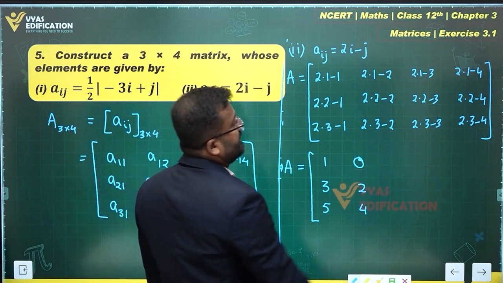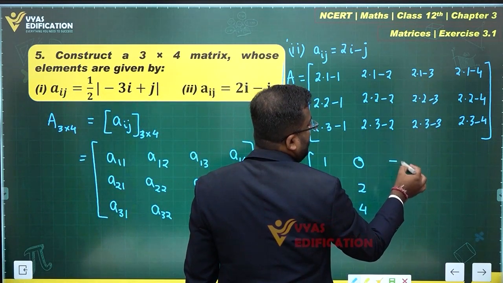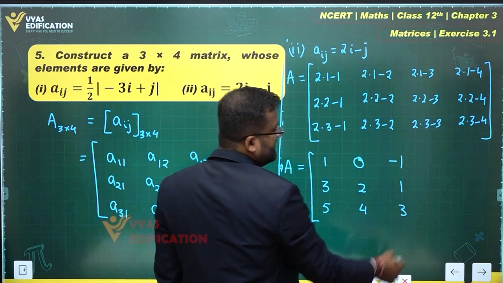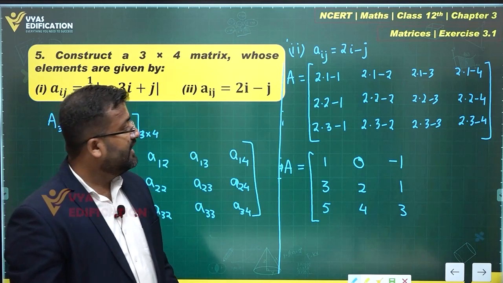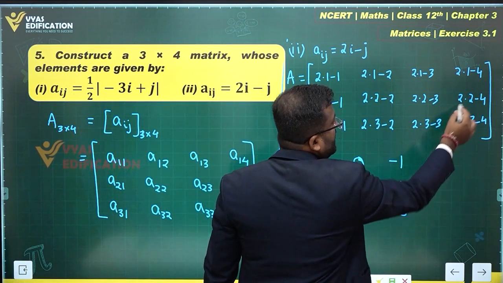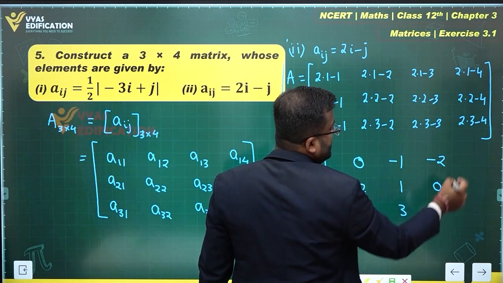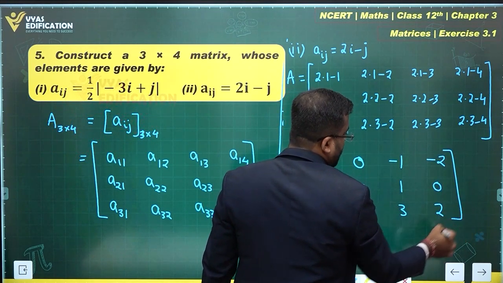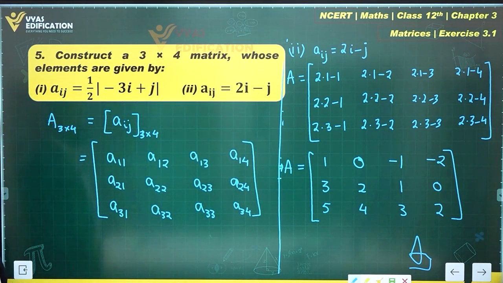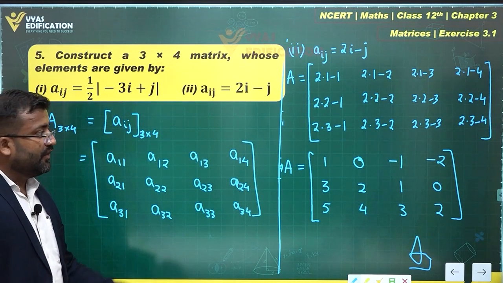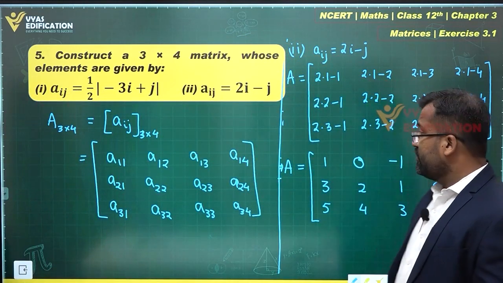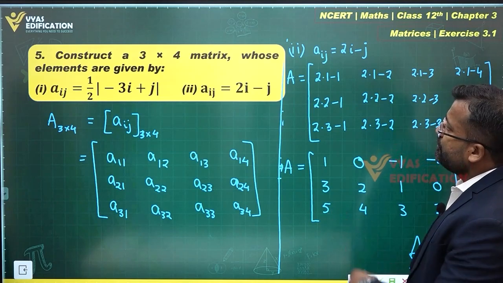What next? 2 times 1, this is 2 minus 3, which is minus 1. This is 4 minus 3, which is 1. 2 times 3, 6 minus 3, which is 3. This is what I am getting. What next? 2 times 1 is 2 minus 4 is minus 2. This is 4 minus 4, 0. This is 6 minus 4, which is 2. And yes, this is the required matrix. Let me move aside for a bit. And yes, this is my answer for this question over here. Alright. Is that all in this question? Yes, this is all in this question over here.